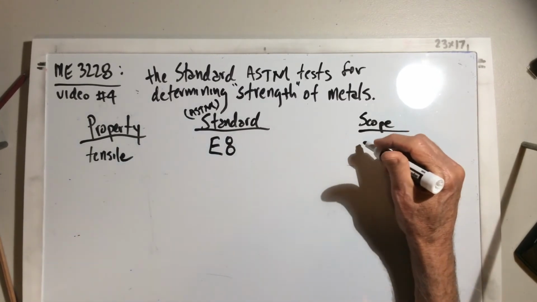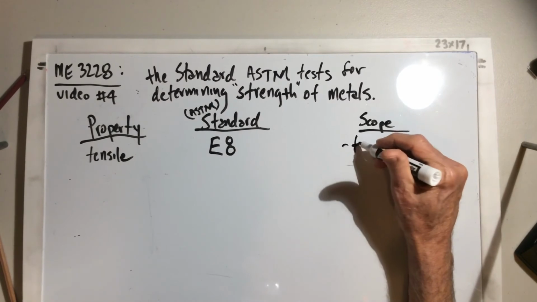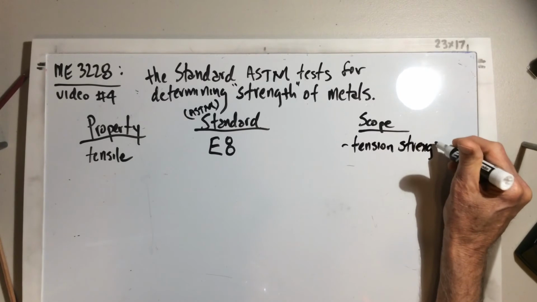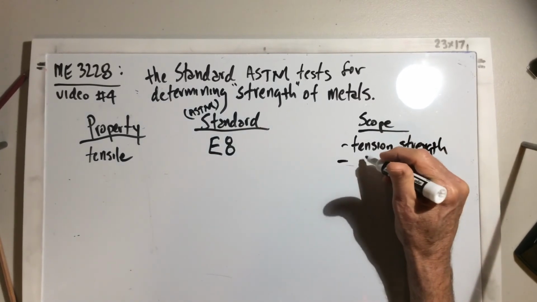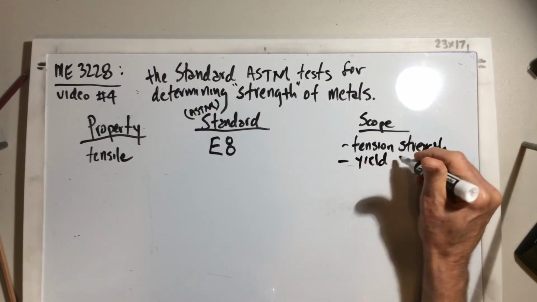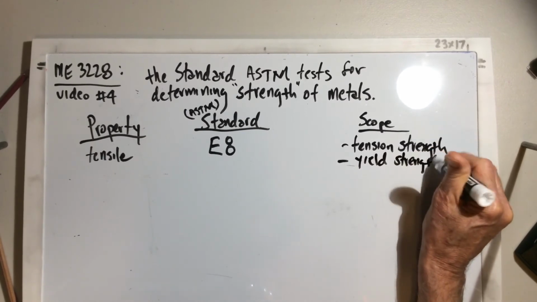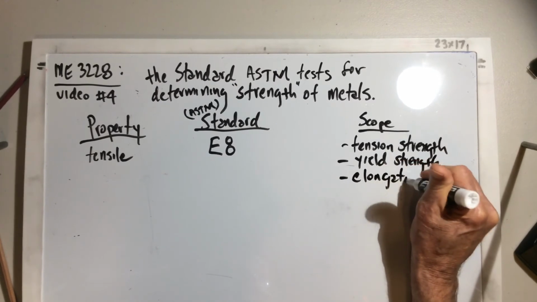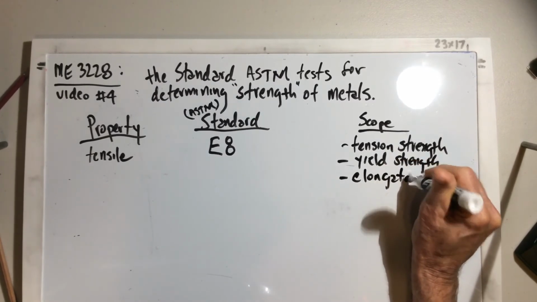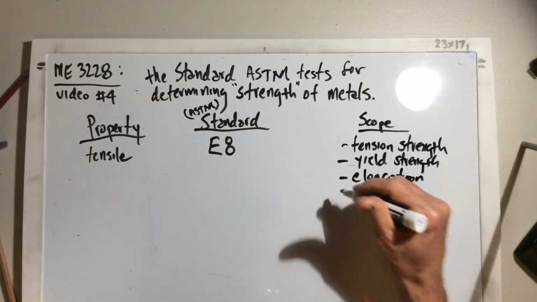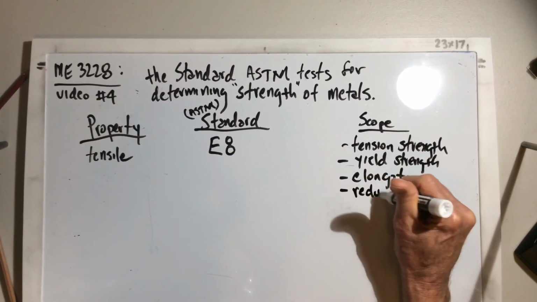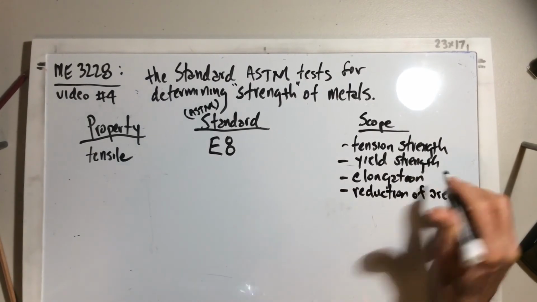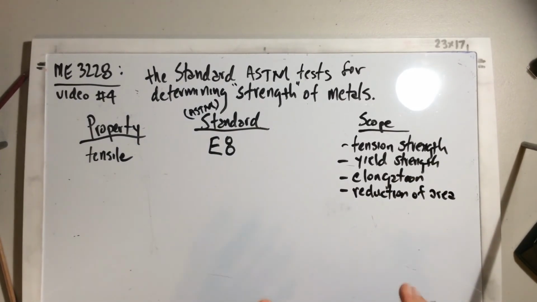In other words, what do you derive from this? You're going to get tension or tensile strength. All right, you're going to get yield strength. You're also going to get, again, we talked about, elongation. You're going to get information regarding the elongation of that specimen. You're also going to get reduction of area. Okay, that's the scope of what you're going to get from that.